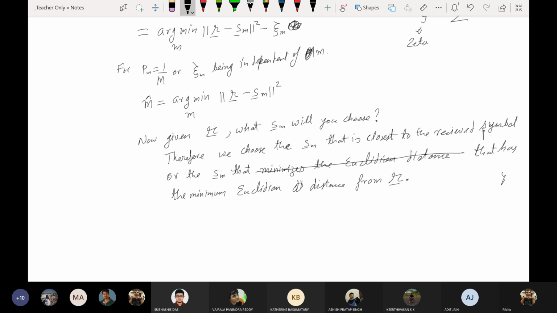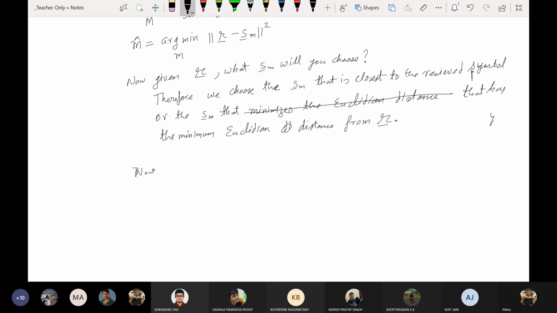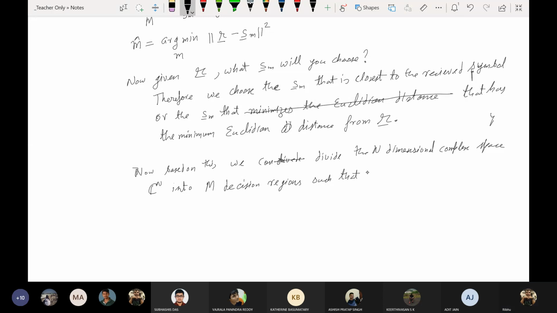So now, based on this, we can divide the n-dimensional complex space C n into M regions D m, such that if R is contained in D m, then we choose S m. Right? You can do that.